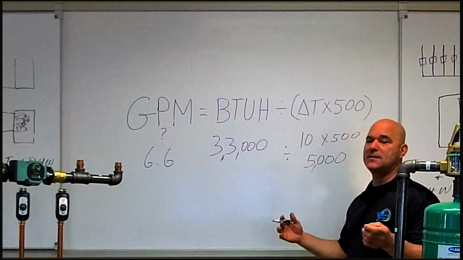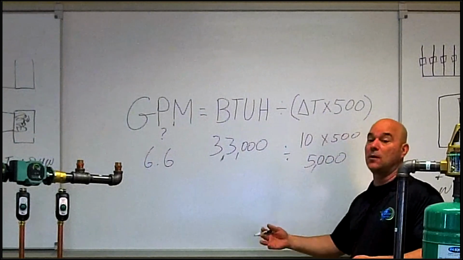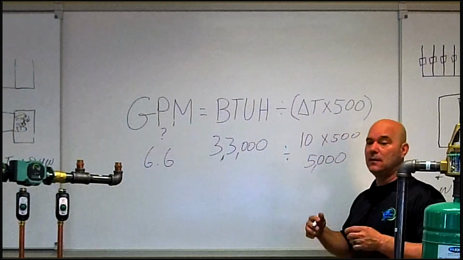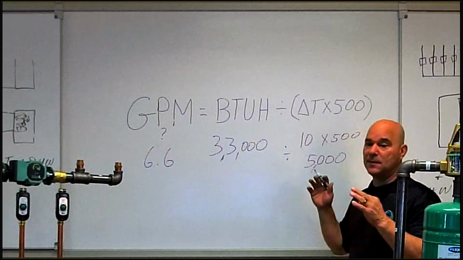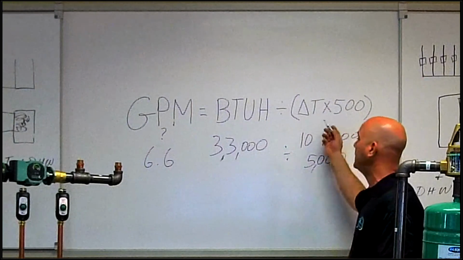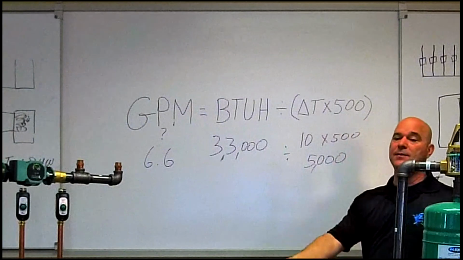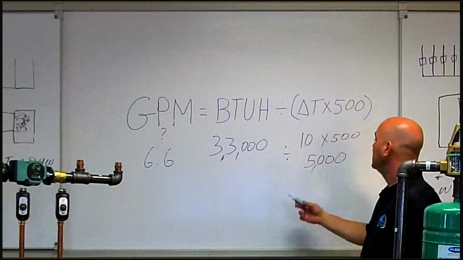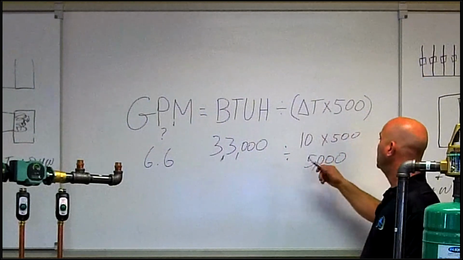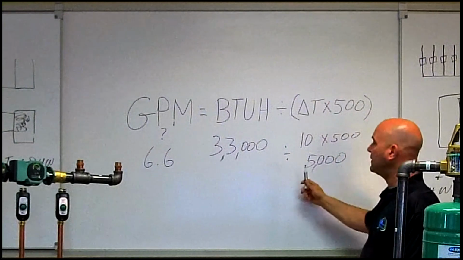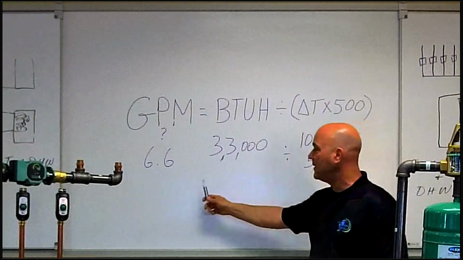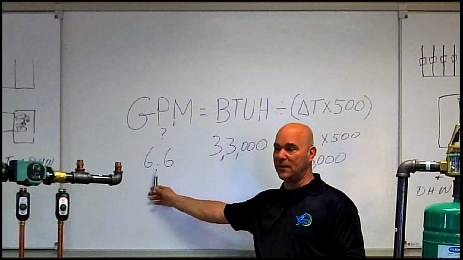We're not doing this to be wise guys. We're doing this because that's real world. And we want you to be knowledgeable. We want you to be flexible. We want you to understand how to utilize this universal hydronic formula to apply it to the job that you're currently on. So 10-degree delta T times 500 is 5,000. 5,000 divided into 33,000 gives us a flow rate of 6.6.